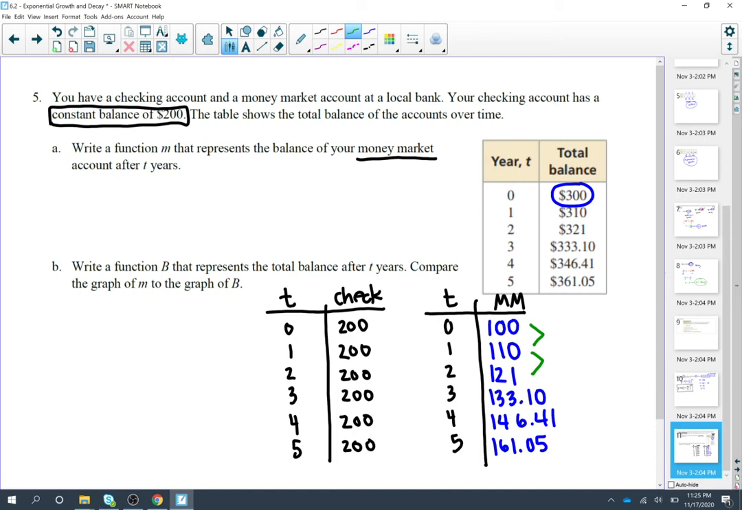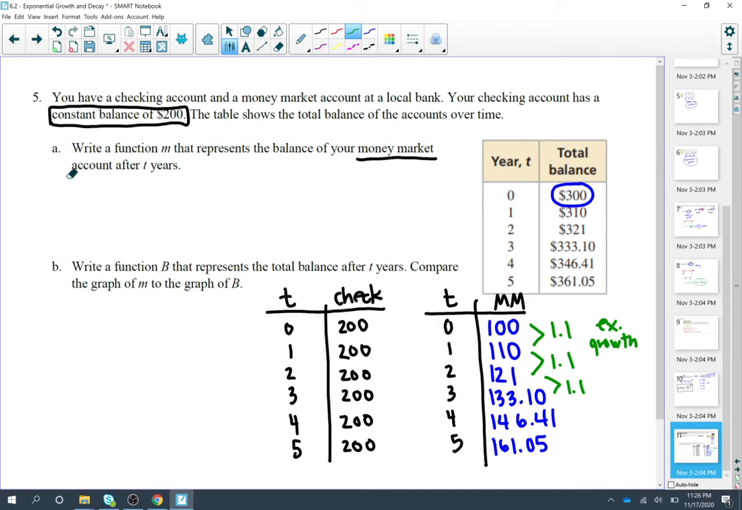If I take 110 divided by 100, that gets me 1.1. What happens if I take 121 divided by 110? That gets me 1.1. Let's try again. What if we take 133.10 divided by 121? That gets me 1.1. So it looks like my common ratio is 1.1. We're multiplying by 1.1, and we know that it's going up, so this is exponential growth.